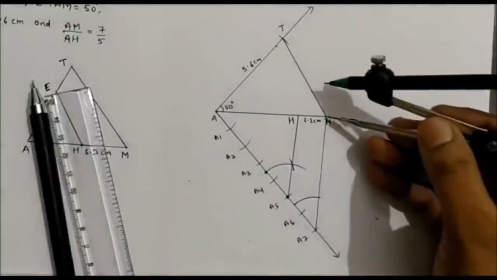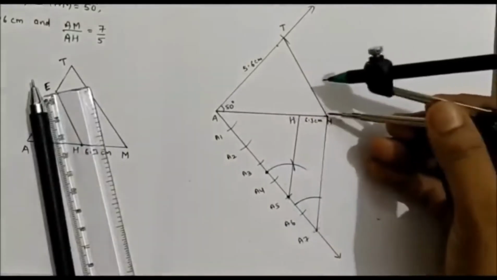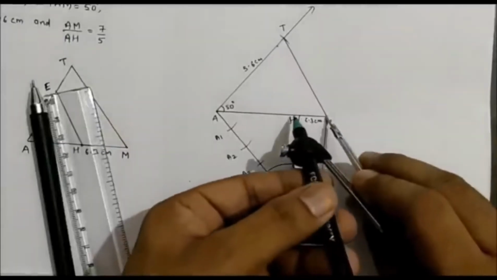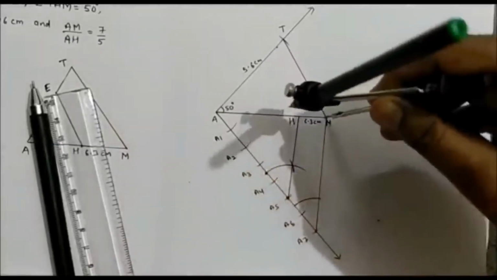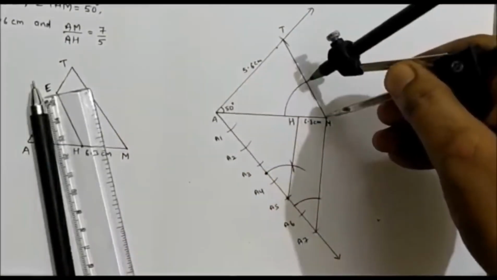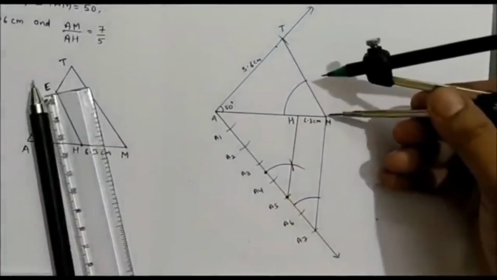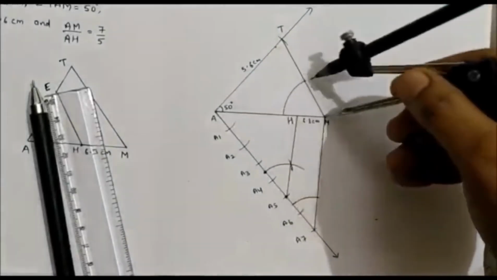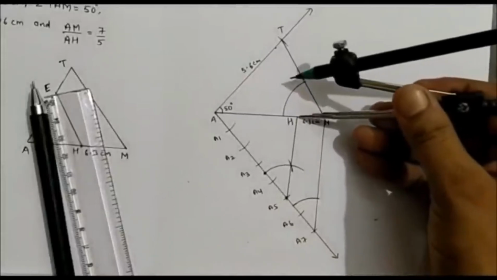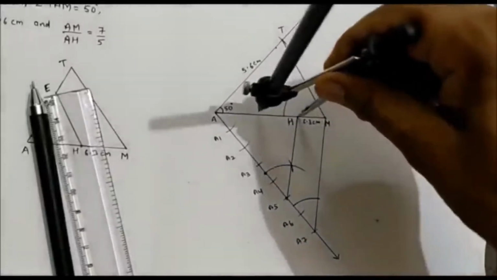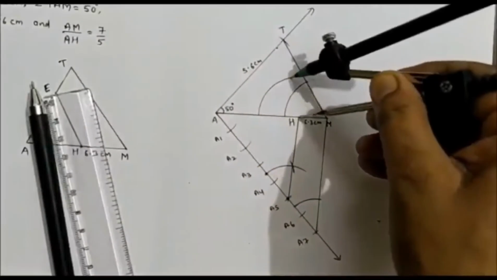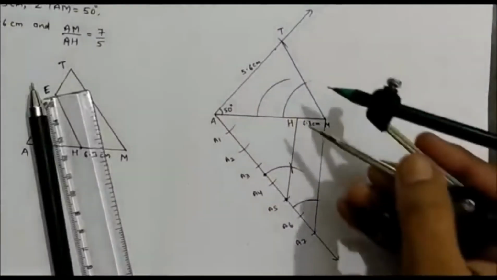Now you'll keep it on M and then H. Keep it on point M. Take some distance and cut the arc. You can see. I repeat, keep it on point M, cut this arc. Now keep it on point H, and with the same distance, cut the arc.